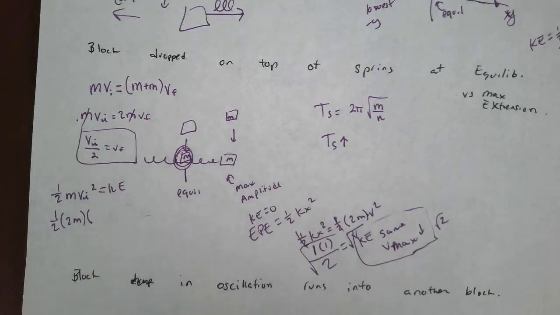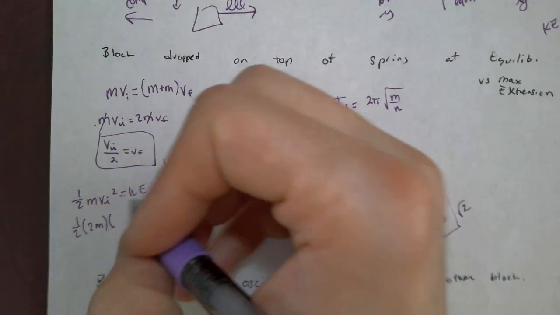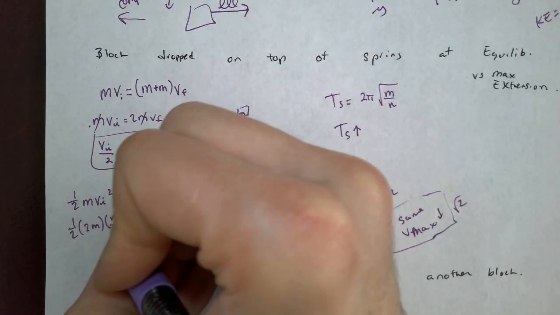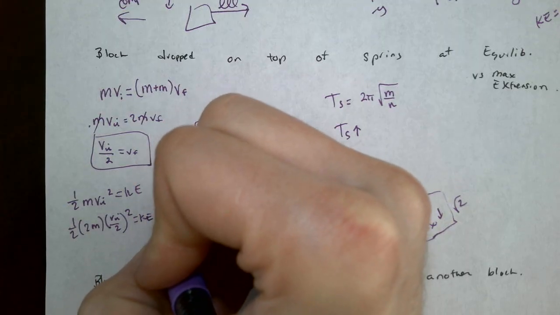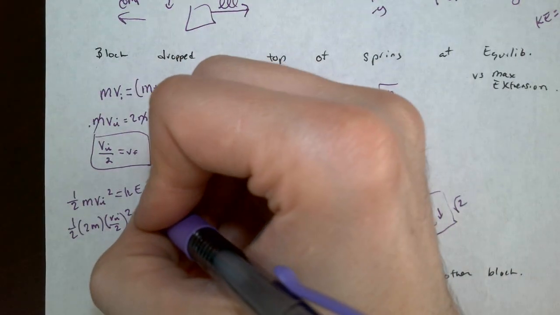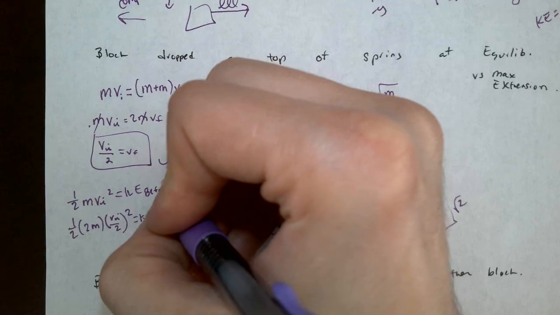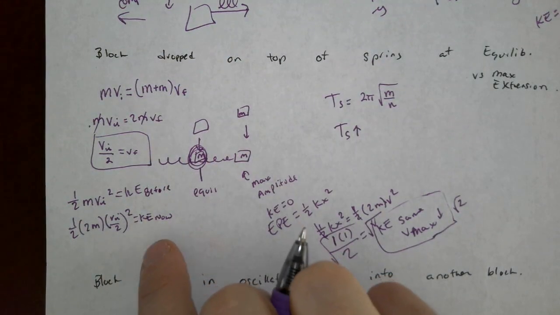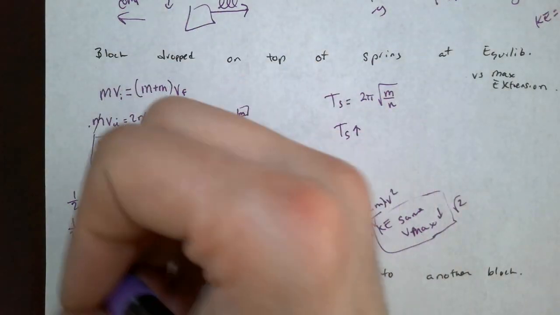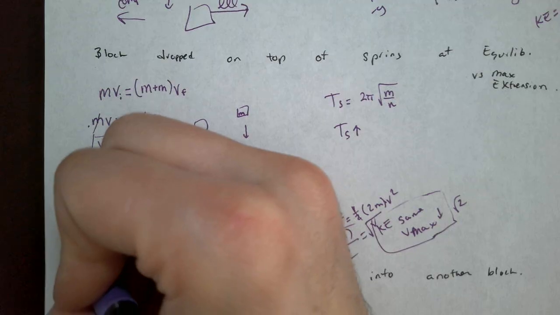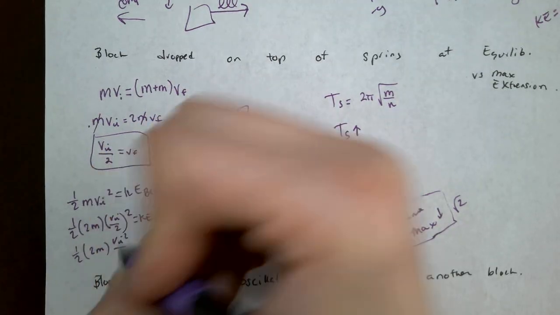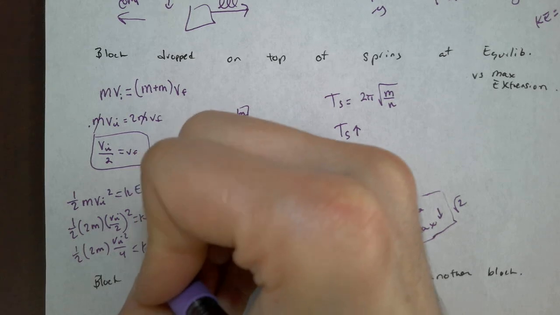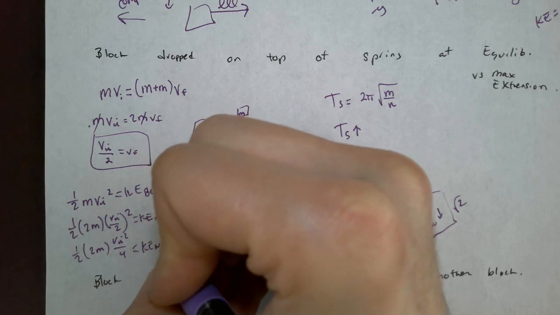Our v final, now our velocity will be v initial over 2. Squared is the kinetic energy now, after the collision. This is the kinetic energy before the collision. This is the kinetic energy now after the collision. Well, we do a little bit of math here. We got 2m, we square this, we get v initial squared over 4 is equal to the kinetic energy now.